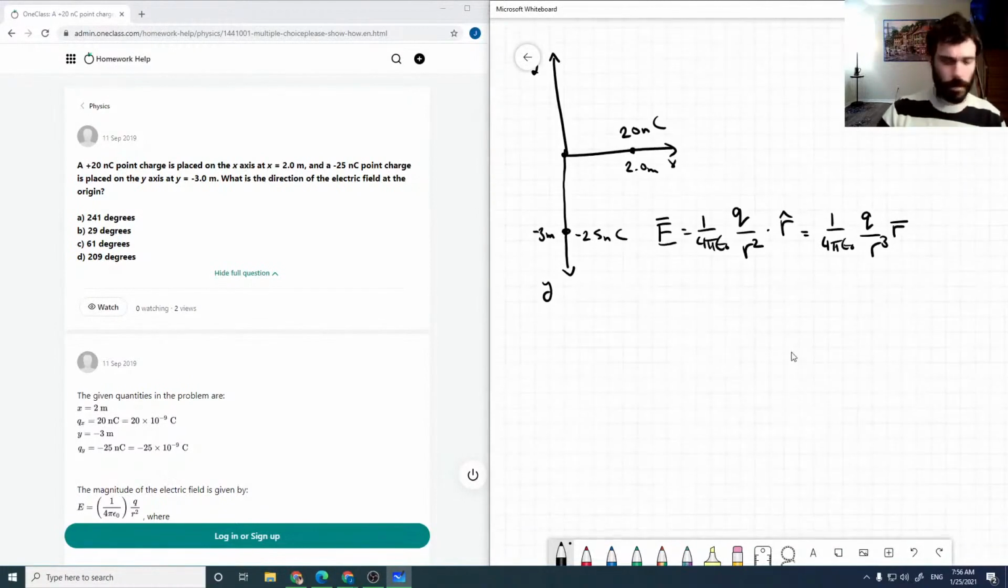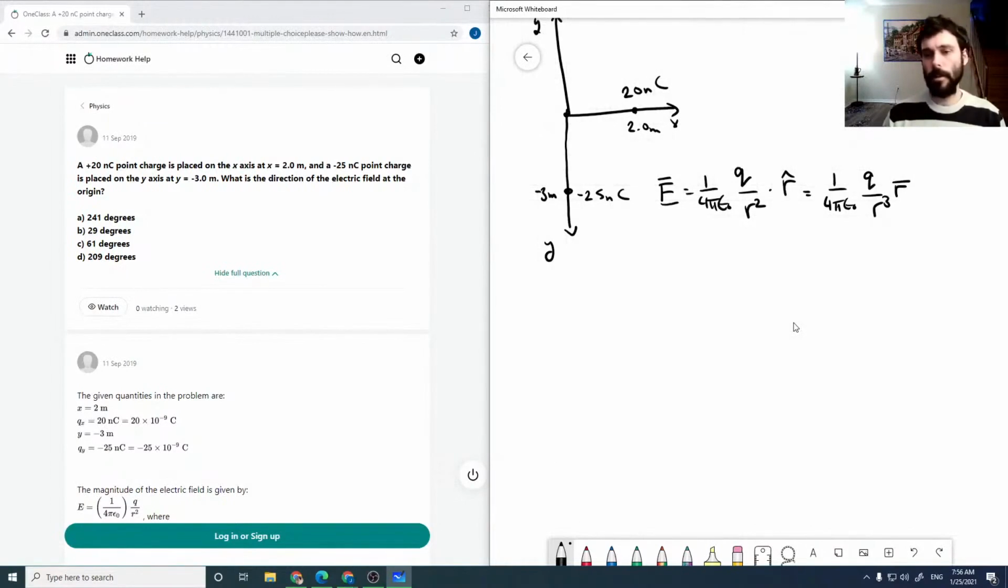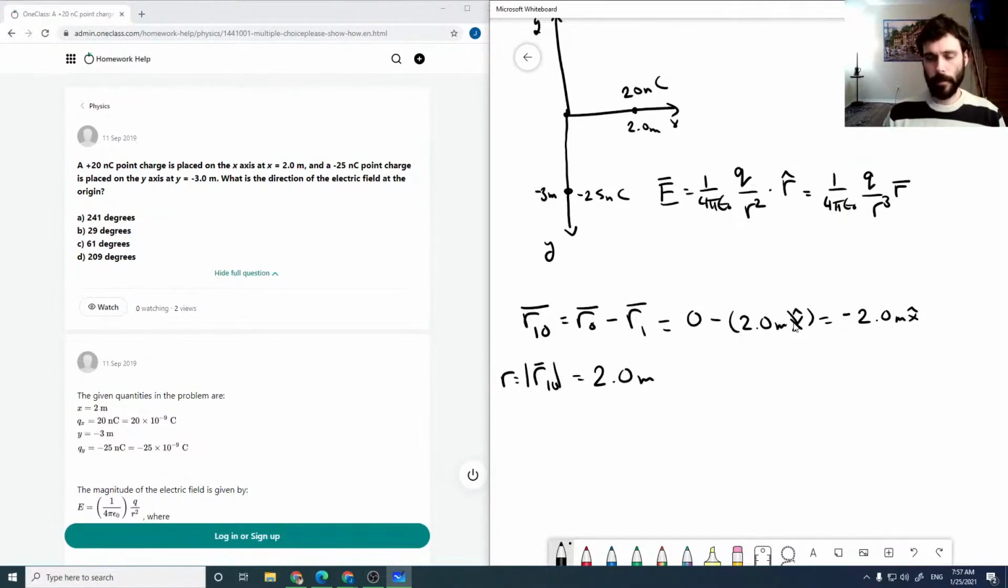So start off for the first charge, r10 is the distance to the origin minus the first distance, so 0 minus 2 meters x hat, which is then just minus 2 meters x hat. So there's our vector. Our r is just the magnitude, which is then just 2 meters.